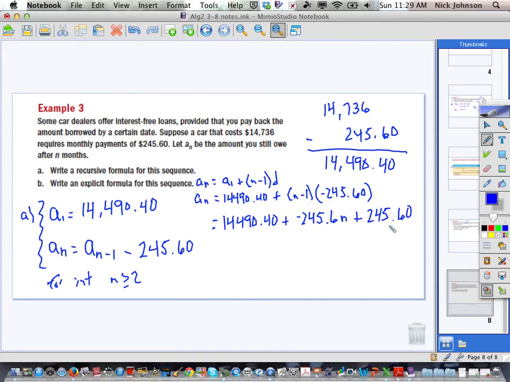245.60. And what you're going to notice is, since I'm adding this, it takes me right back to my original amount, which is $14,736 minus, plus a negative 245.6 N. And this is what it should look like. And why is this what it's supposed to look like is, well, this is the amount that I borrowed, and this is the amount, my slope, in which I am decreasing a payment every single month. Okay? So this is how a linear equation can be written in an explicit formula as well as in a recursive formula.